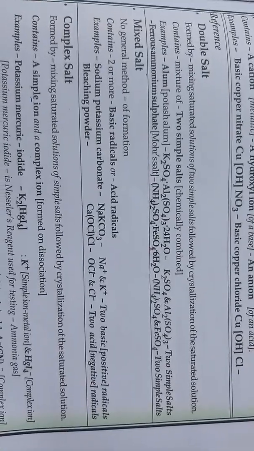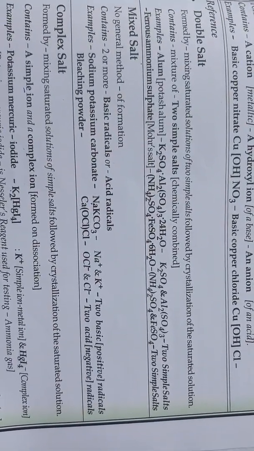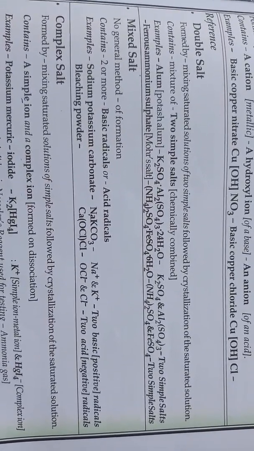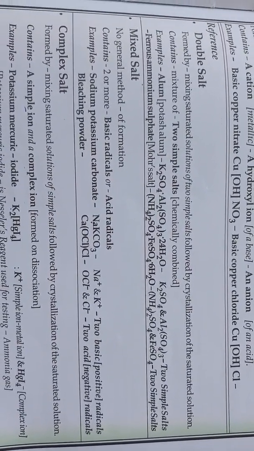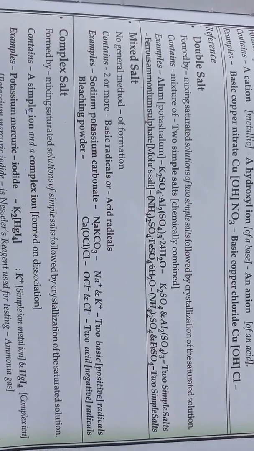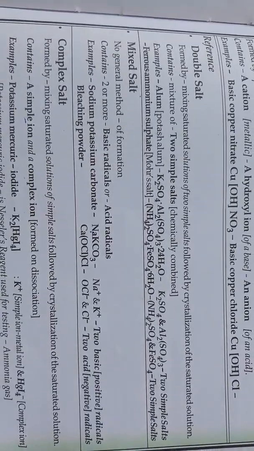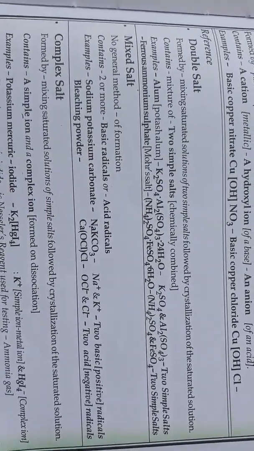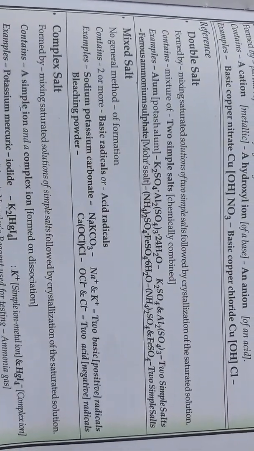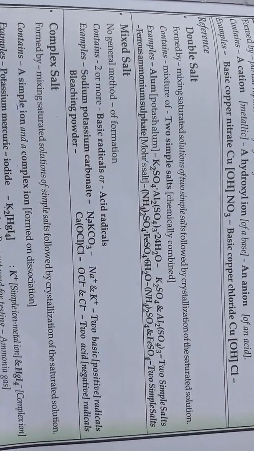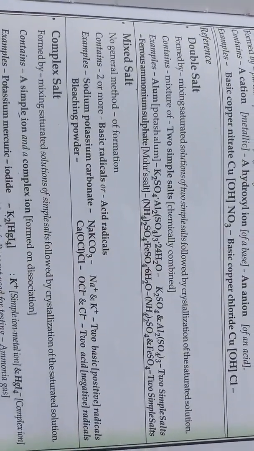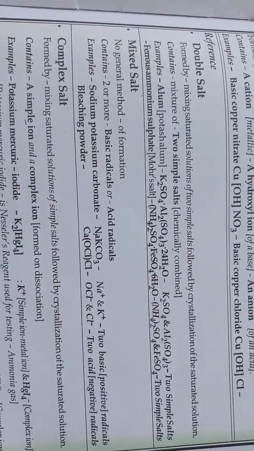Now double salt. These are formed by mixing saturated solutions of two simple salts. If you take a look at this example, alum, it is potassium alum, K2SO4, Al2(SO4)3, that is potassium sulfate and aluminum sulfate. These two are simple salts, normal salts. When they are together in this compound, the double salt contains two normal salts, right?